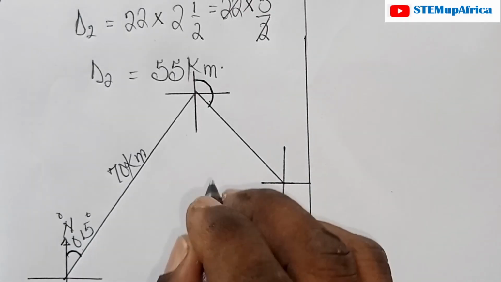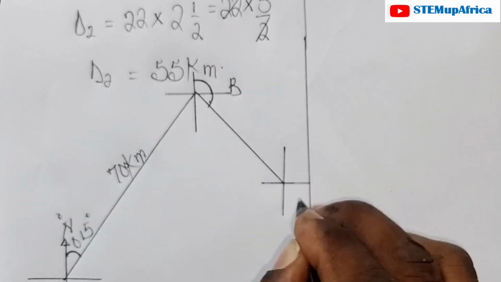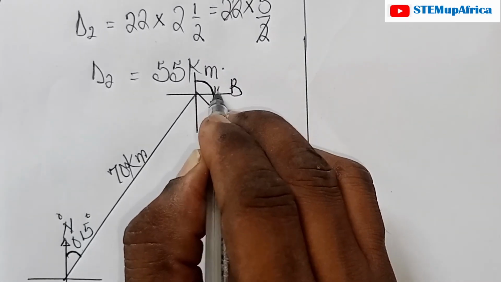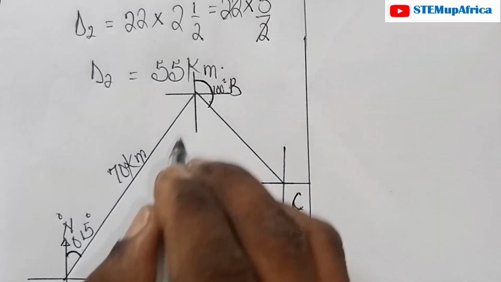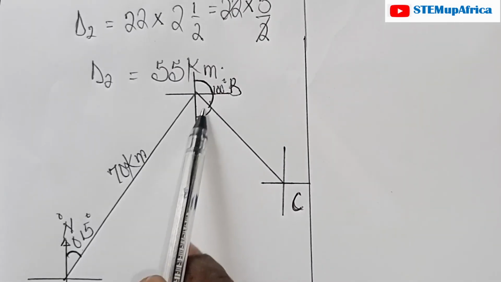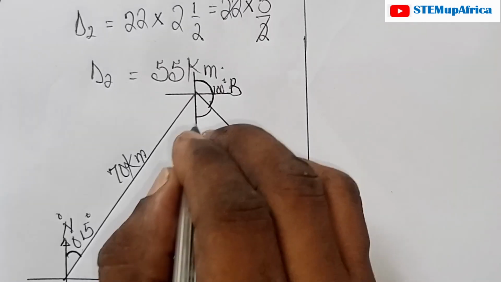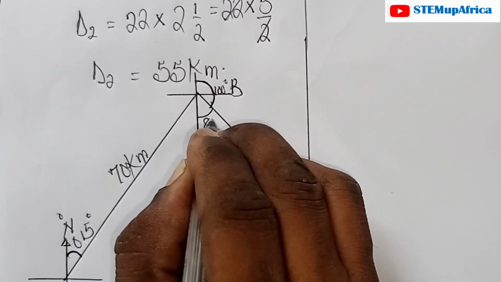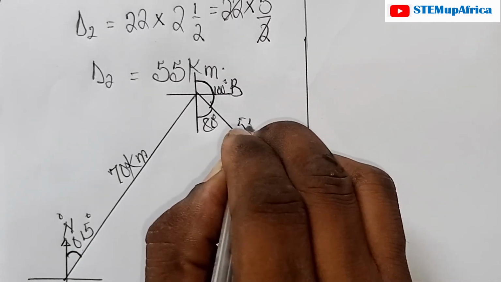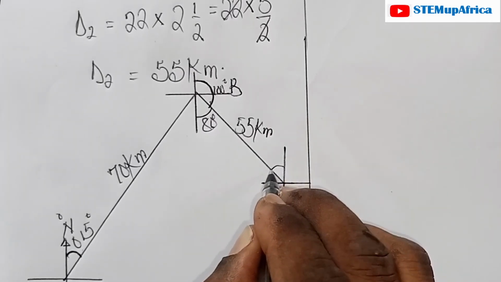So let's take this point here as B, and this point here as C. The whole of this bearing now is 100 degrees. So what is this value here? The whole of this place is a straight line. These two angles are supplementary, meaning that the sum will give us 180 degrees. That means here will be 80 degrees. So this distance is 55 kilometers.